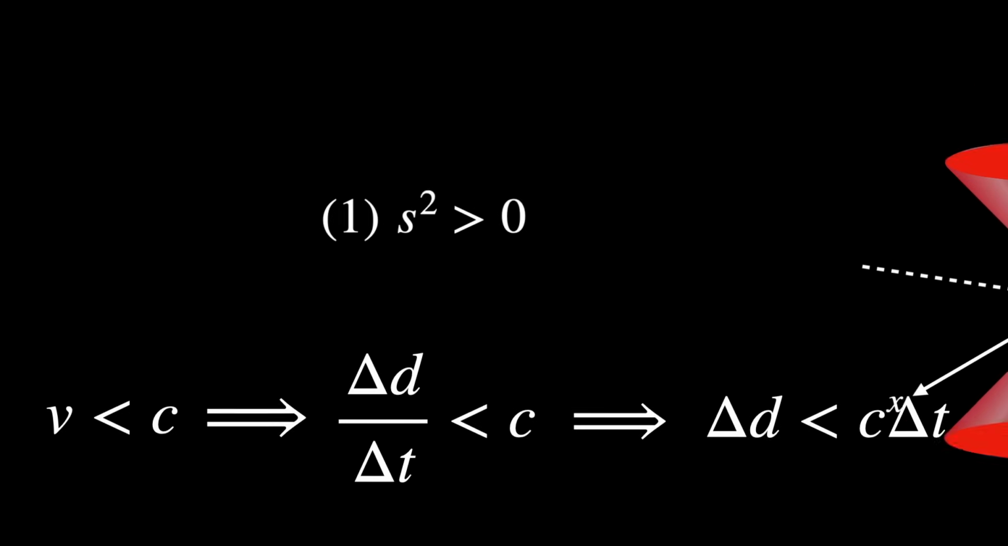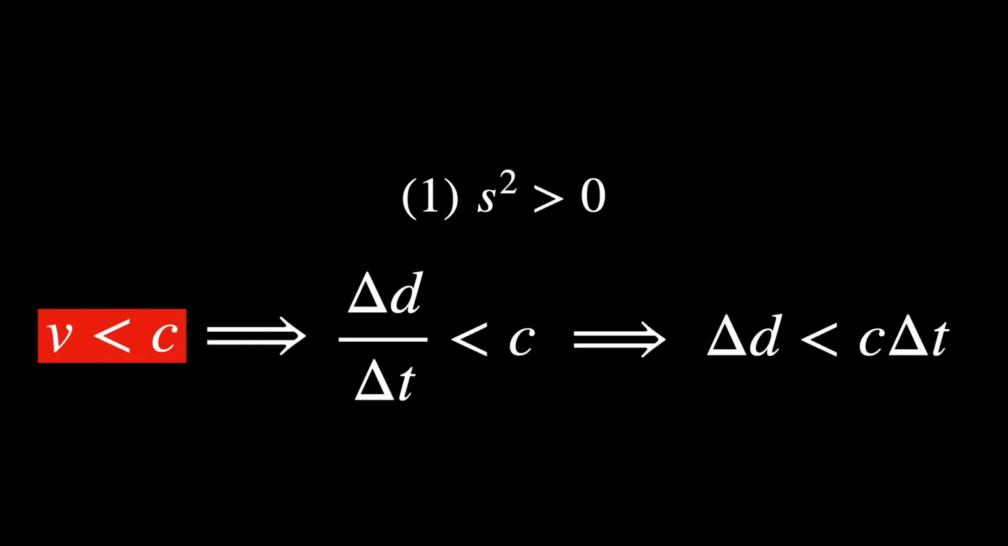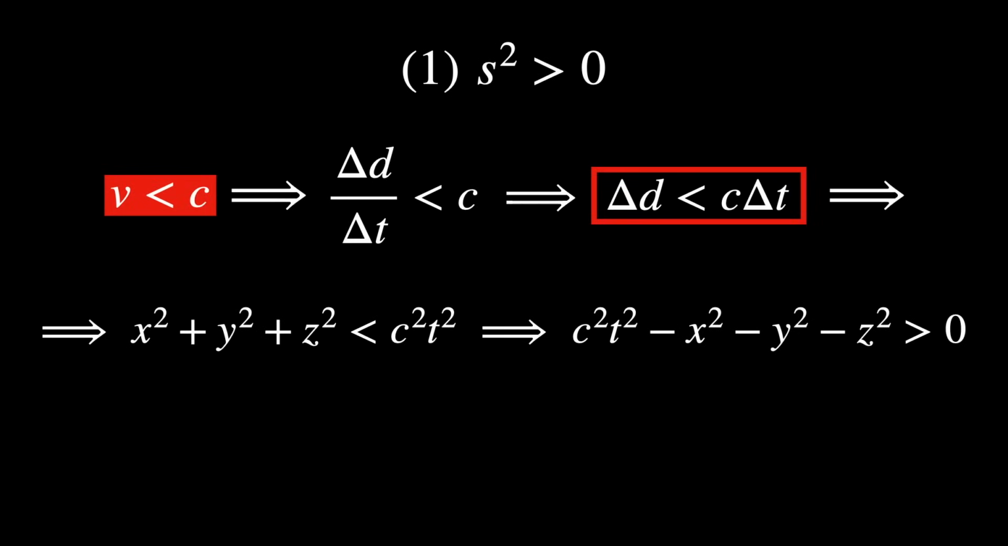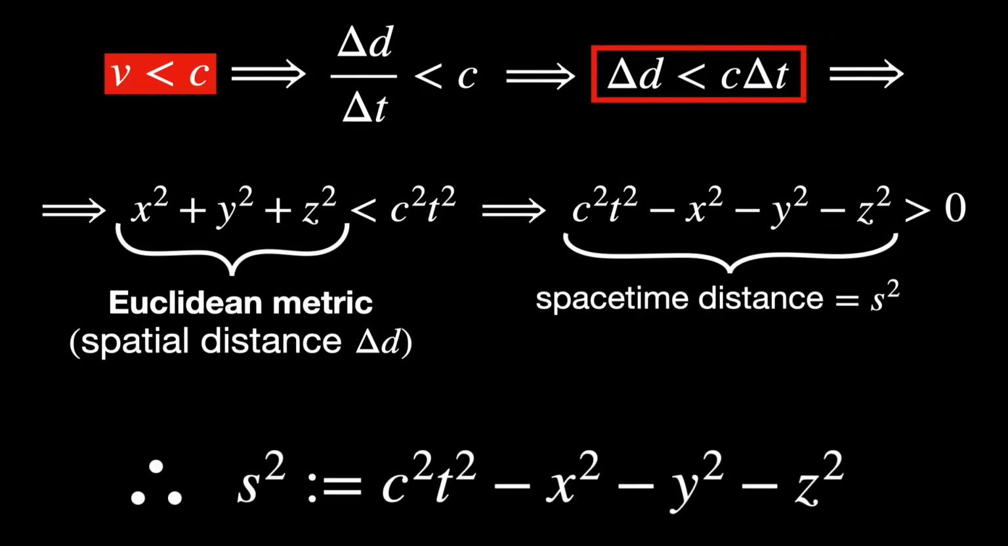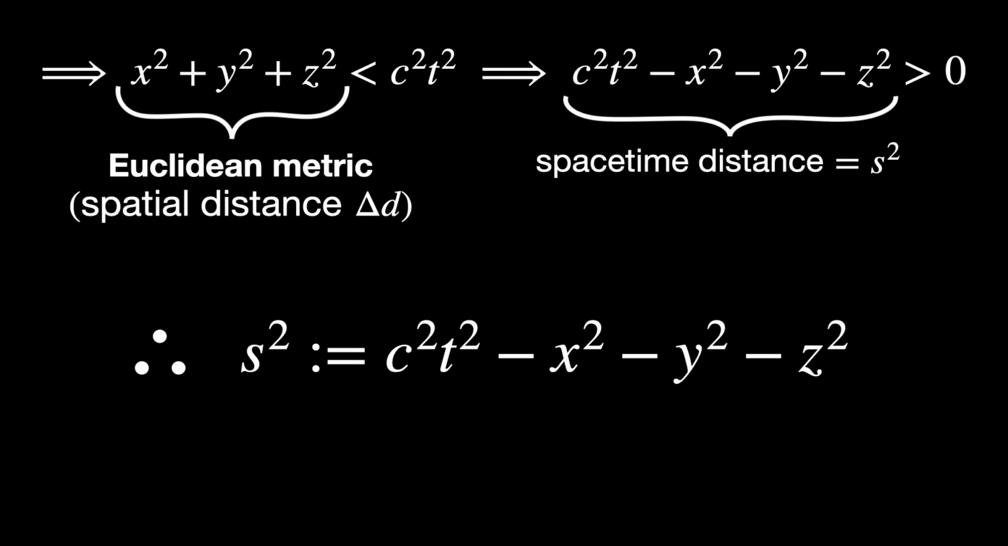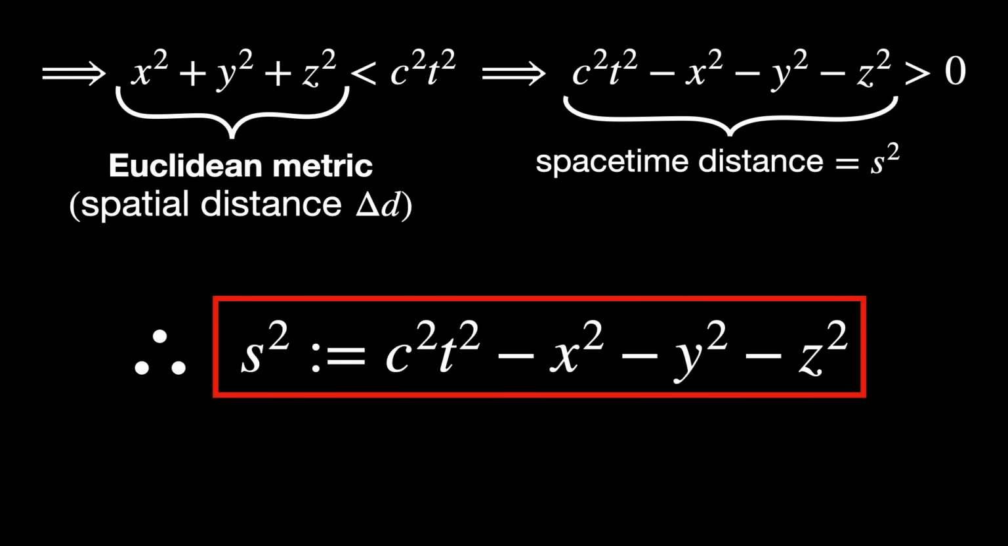The velocity v is less than the speed of light c, which implies that delta d over delta t is less than c. In other words, delta d is less than c times delta t. But this implies that x squared plus y squared plus z squared is less than c squared times t squared. It is okay to use Euclidean metric for calculating spatial distances. There is no contradiction here. But when it comes to space-time distance, it turns out that this will be our new s squared, or metric, rather than the old unsatisfactory Euclidean metric. So the definition of s squared that we are going to use now is c squared t squared minus x squared minus y squared minus z squared.